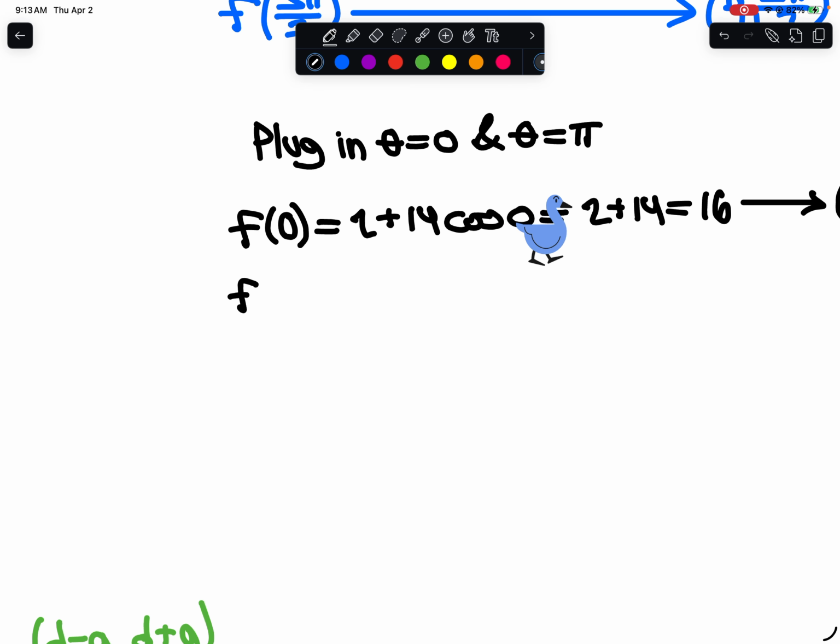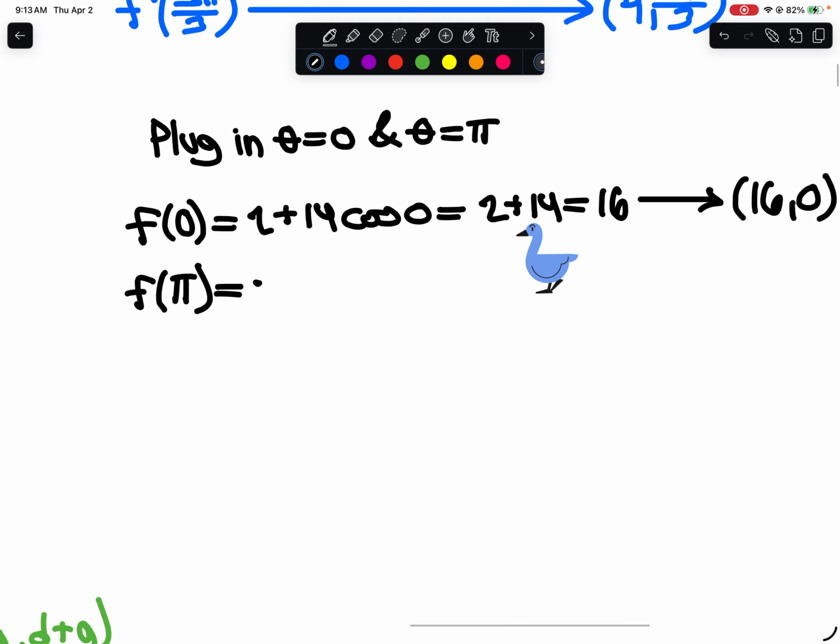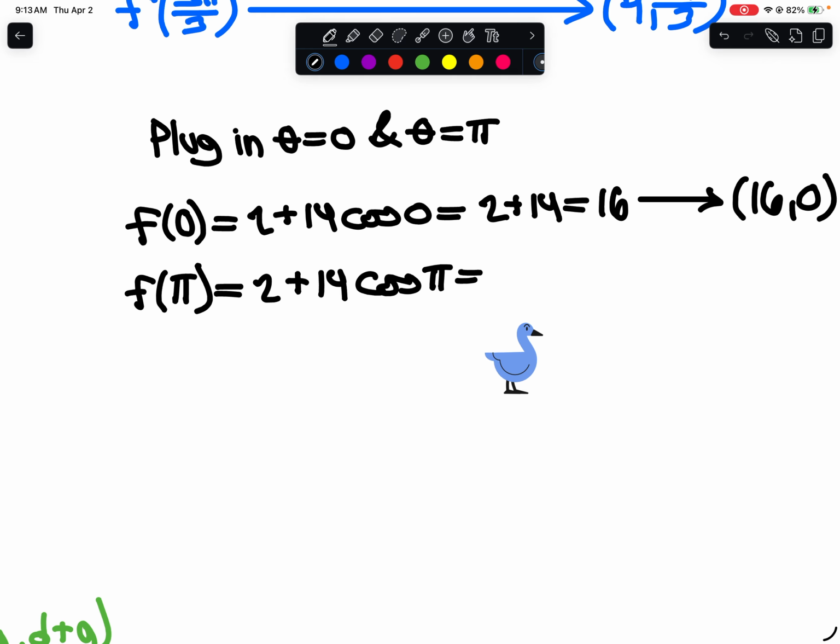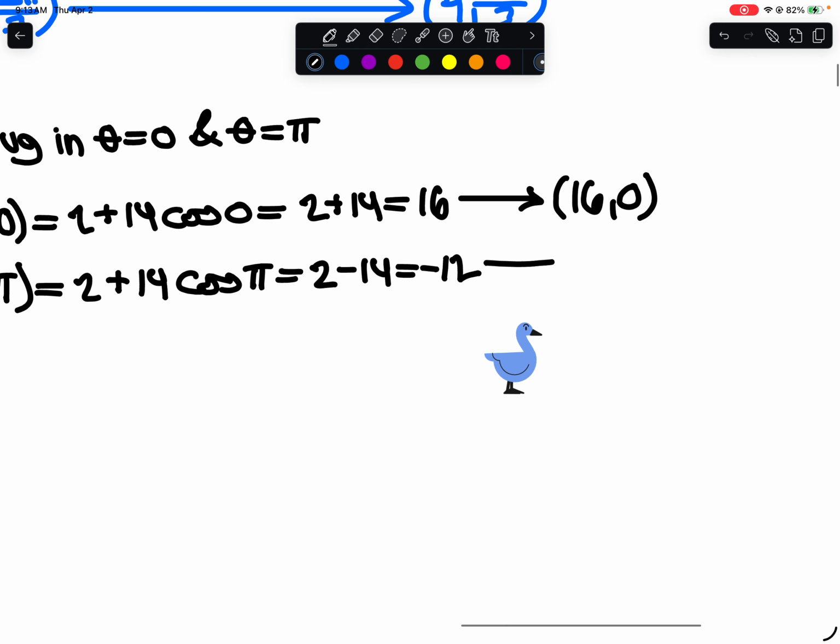Now I want to plug in pi and see what that point's going to give me. So when I plug in, we're going to get 2 plus 14 cosine pi. So that's going to be 2 minus 14, which is going to give me negative 12. And then that's going to give me the point negative 12 in the direction of pi.